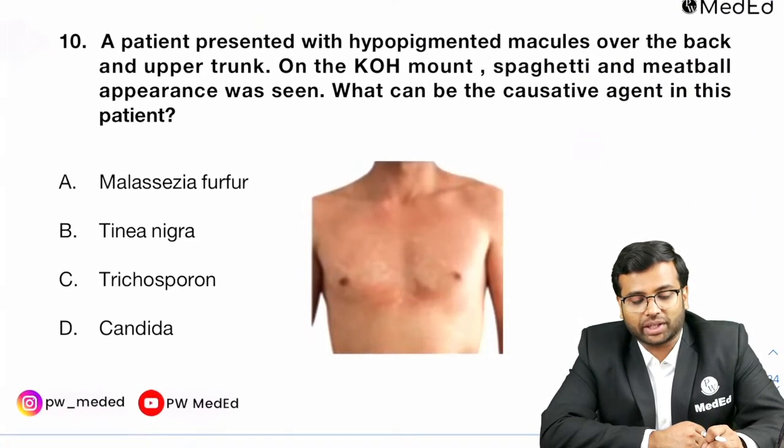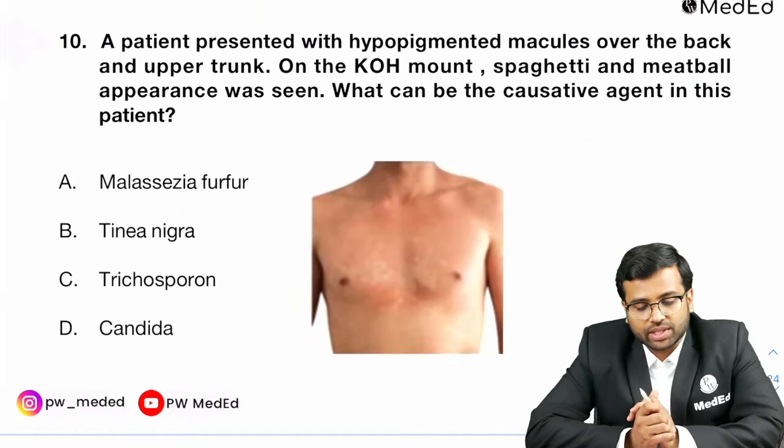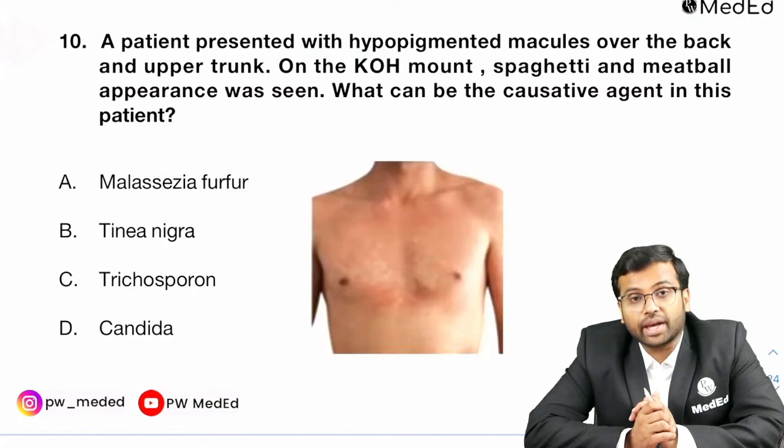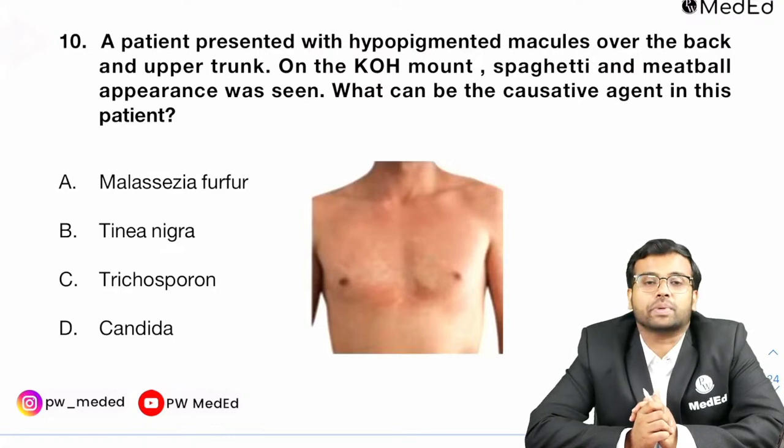So, now let's move to the next one. In this question, a patient presented with hypopigmented macules over the back and the upper trunk. On KOH mount, spaghetti and meatball appearance was seen. What can be the causative agent in this patient? So, do you know this answer?